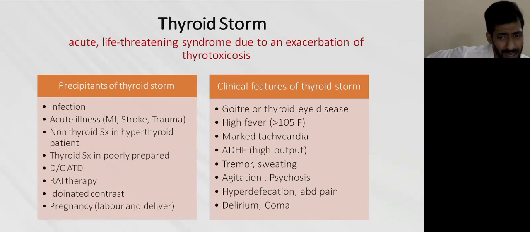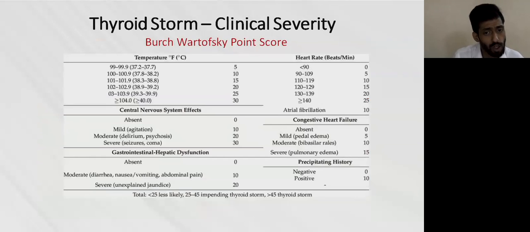What are the clinical features? Usually thyroid storm is associated with goiter. You usually have a fever more than 105, marked tachycardia, high output heart failure, tremor, sweating, agitation, and finally leading to delirium and coma. Now, this is a picture that shows your Burch-Wartofsky score.